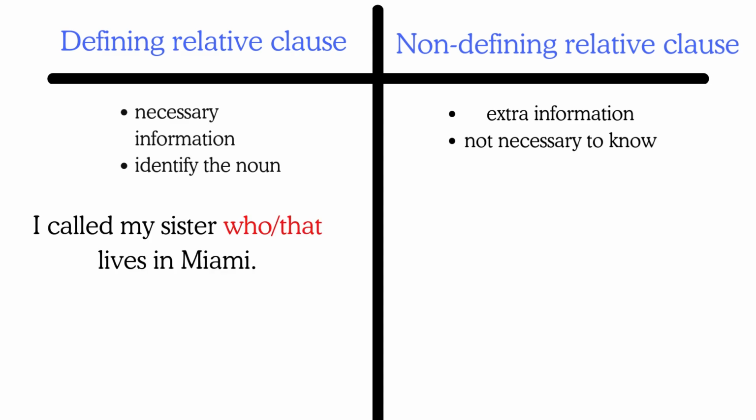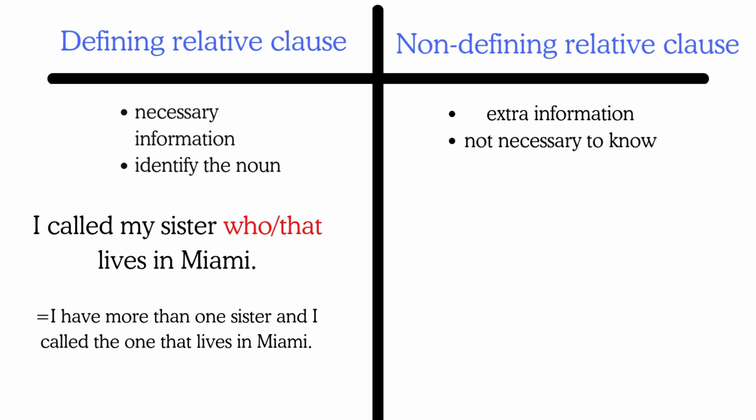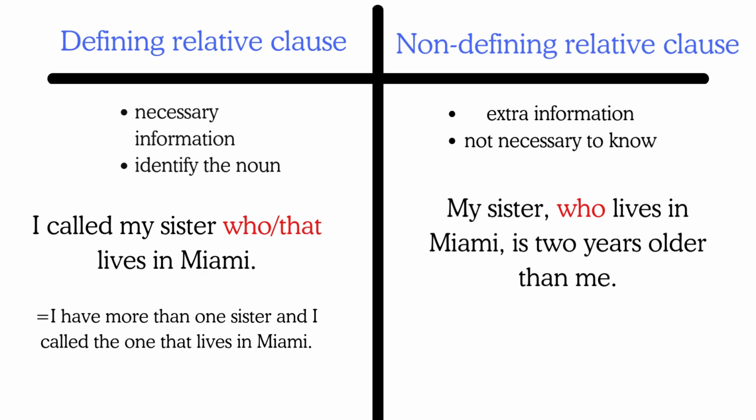Let's look at an example of a defining relative clause. I called my sister who lives in Miami. This means I have more than one sister, and I called the one that lives in Miami. Now, for the non-defining relative clause: my sister, who lives in Miami, is 2 years older than me. This means I have only one sister, but I mention our age difference.